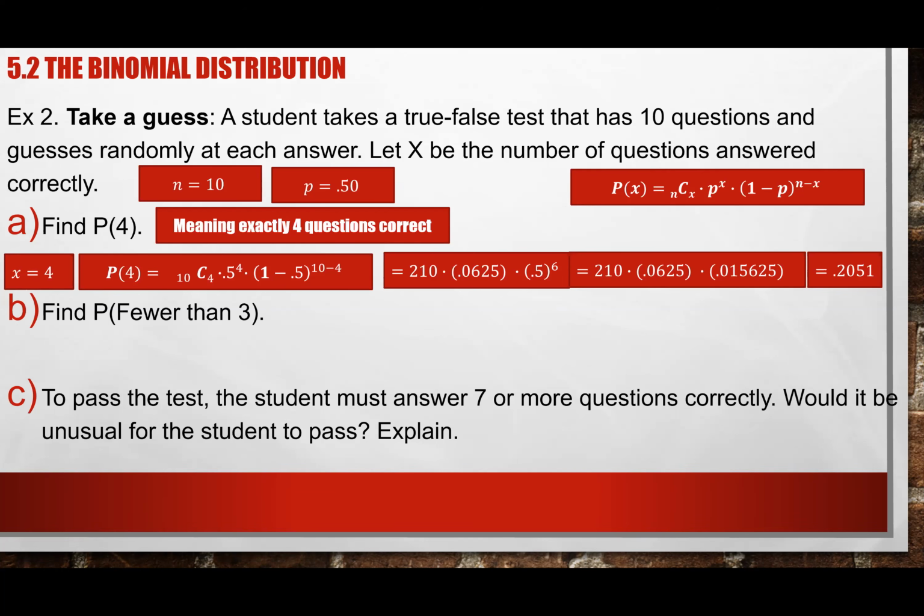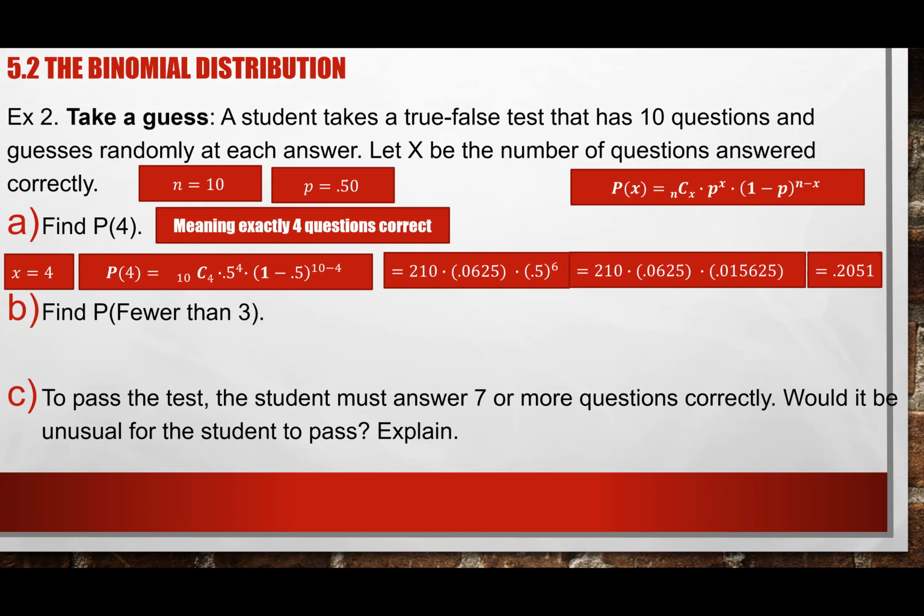Not bad, right? If you just guess and get 4 of them right, meaning 4 out of 10 questions, so 40% on your test, you have a 20.5% chance of getting 40% on your test. That's the question. That's what you answer here. Okay, and looking at this item here for B.